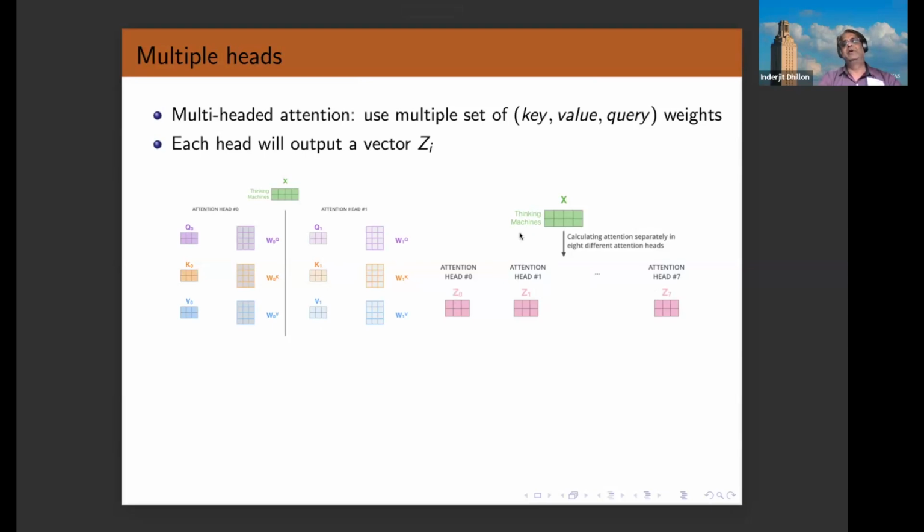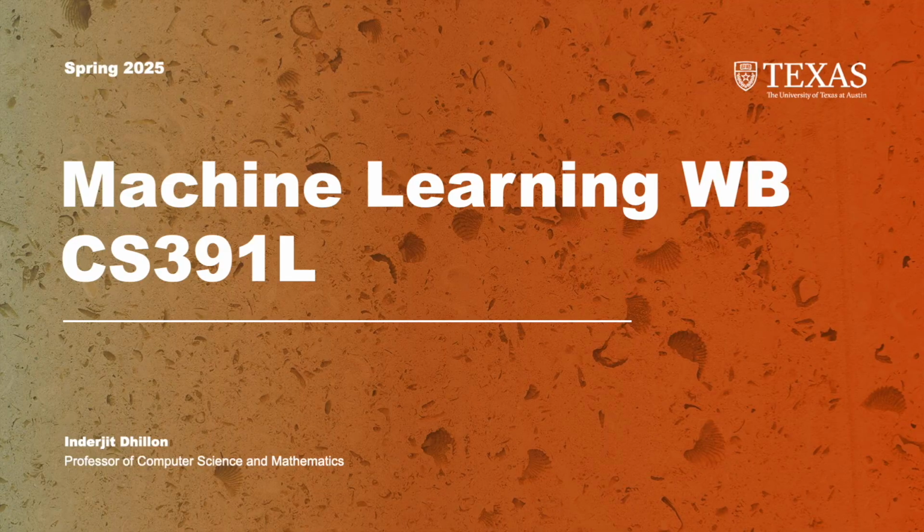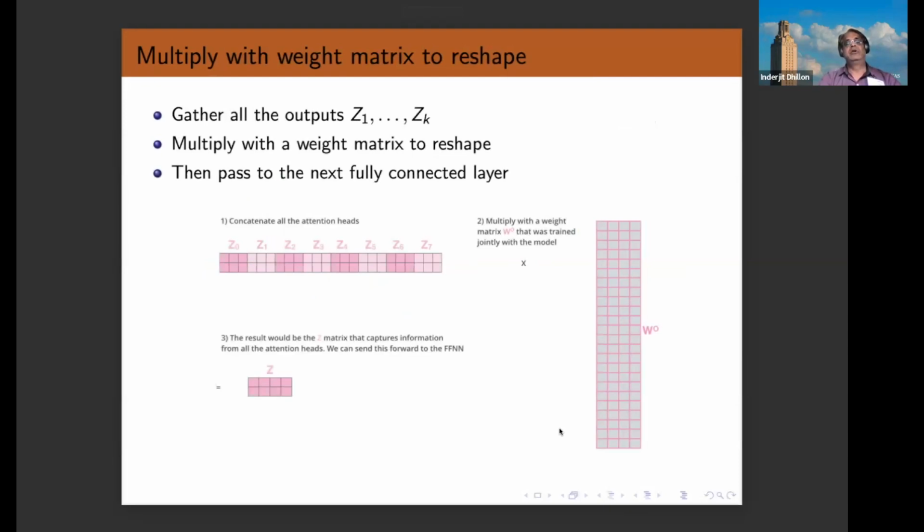So what's happened so far? Thinking machines, these tokens, each were represented by a 4-dimensional vector. And right now they are being represented by, if I just concatenate all of them, 3 times 8, a 24-dimensional vector. But remember that we want 4 dimensions. So typically you gather all these outputs, Z0 through Z7, you multiply by a weight matrix to reshape to 4 dimensions, and then you pass on to the fully connected layer.